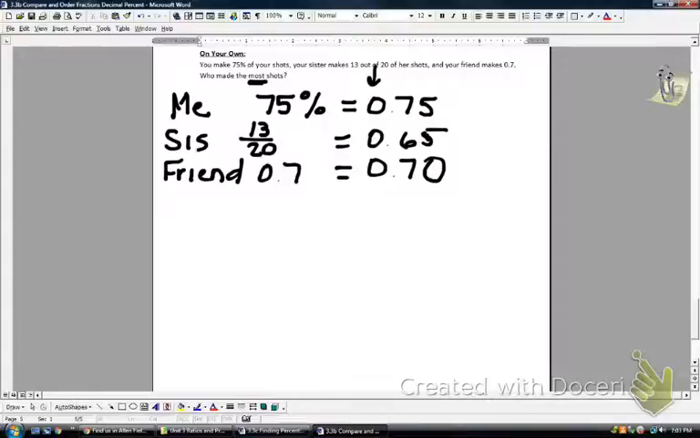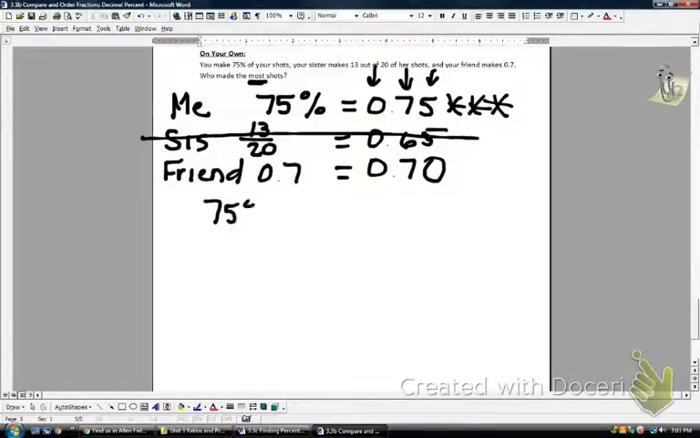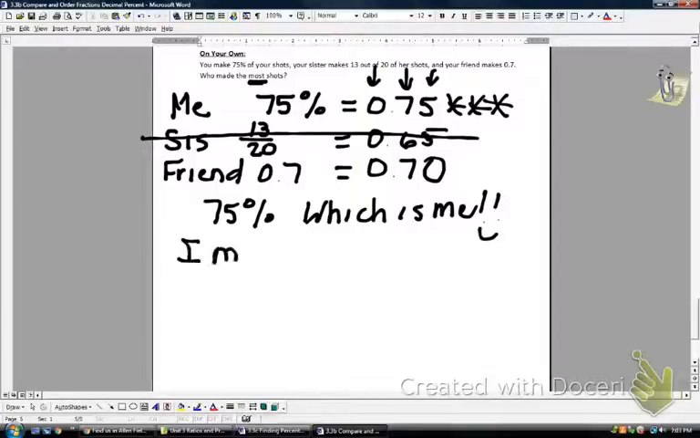Then I look at this column. That's not very helpful. So I look at this column, and I'm looking for the most shots. So my sister has the least amount, so that rules her out. And then I can look at the last column. I have a 5 and my friend has a 0, so I make the most shots. So my answer is 75%, which is me. I make the most shots.